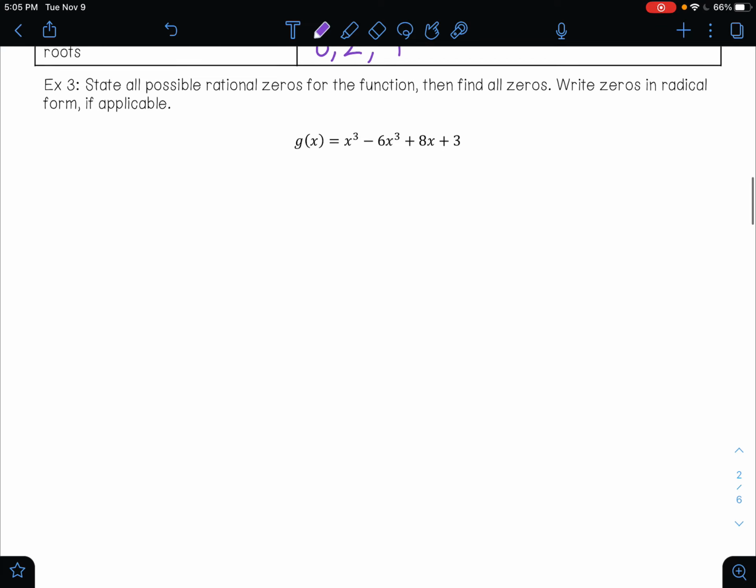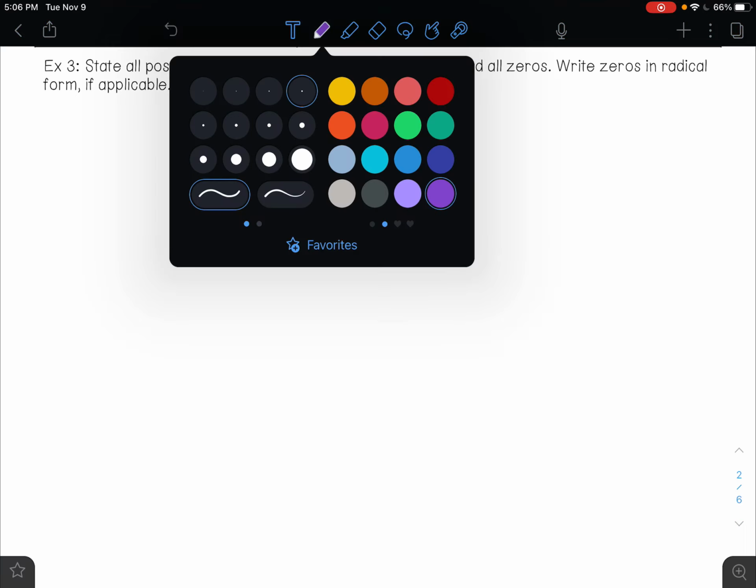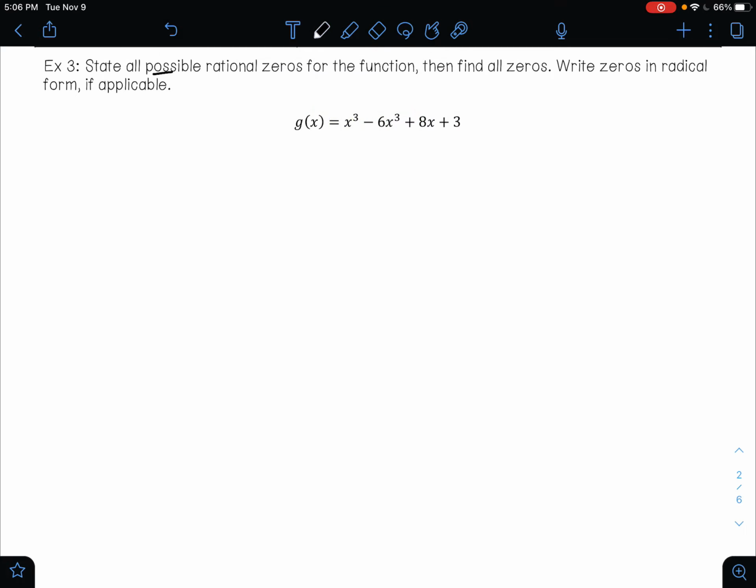Let's look at example 3. Example 3 says to state the possible rational zeros. So that's the first thing they're looking for. Then find all the zeros, so that's the second thing they're looking for. Write zeros in radical form if applicable. So this means no decimals. We always want exact answers.